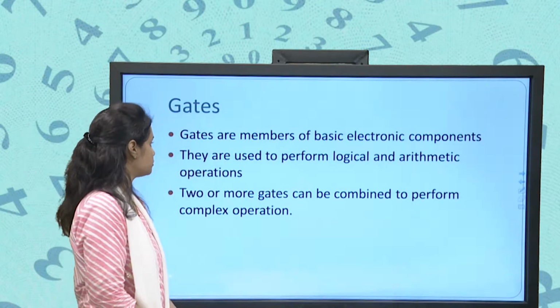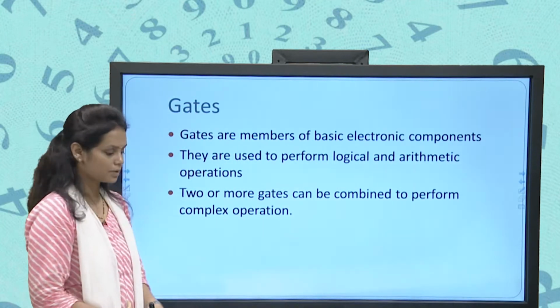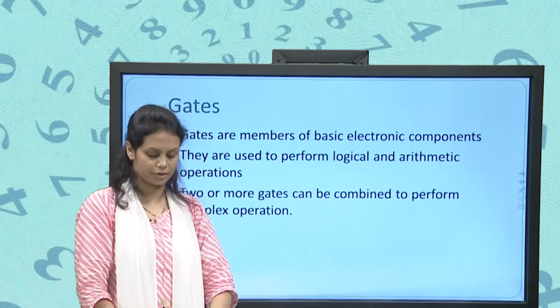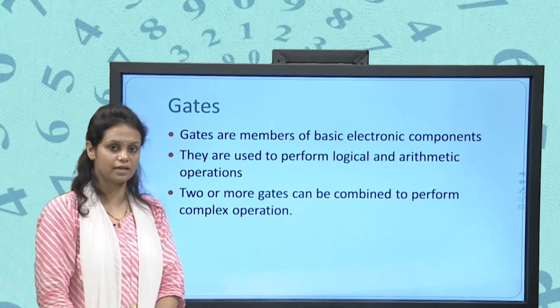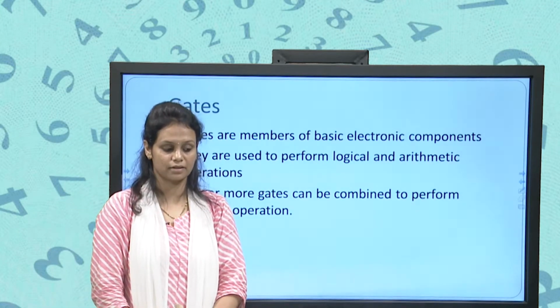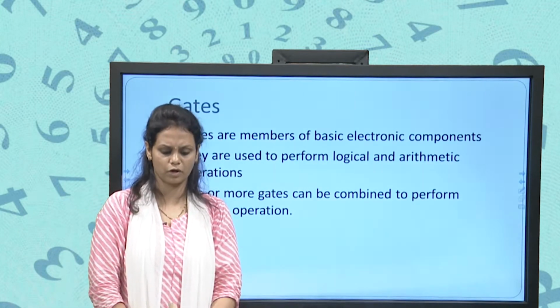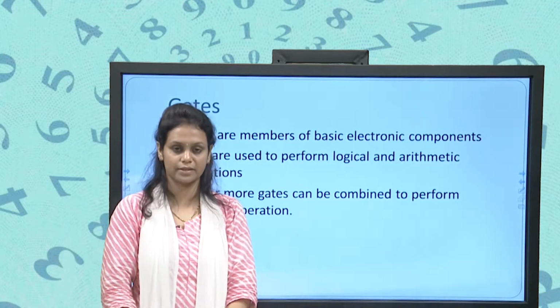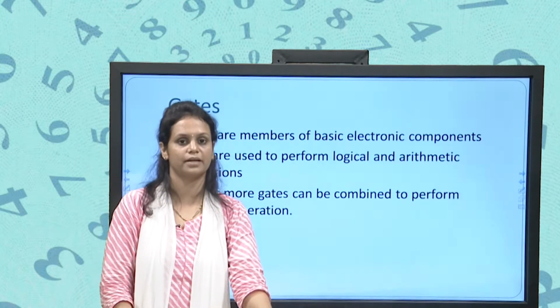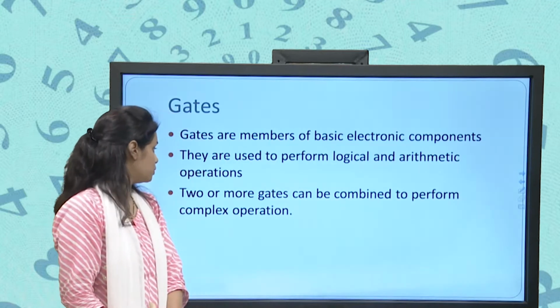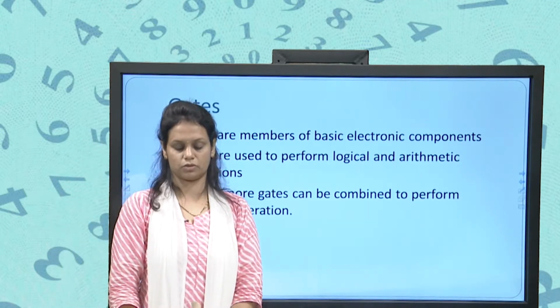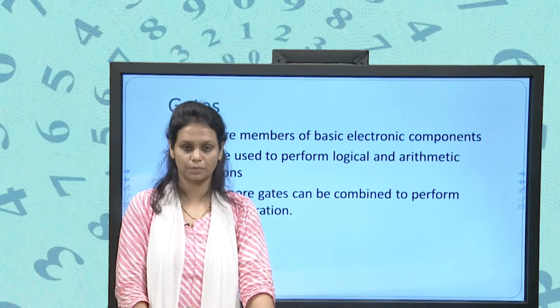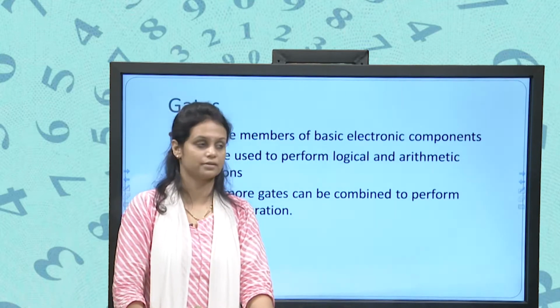Fine. So, first of all, what are gates? Gates are the basic electronic components, right? They are used to perform logical and arithmetic operations in the binary system. Our inputs are bits, 1 or 0. We can also use the clock input sometimes. We will see that in detail in the next lecture series. Two or more gates can be combined to perform more complex operations.